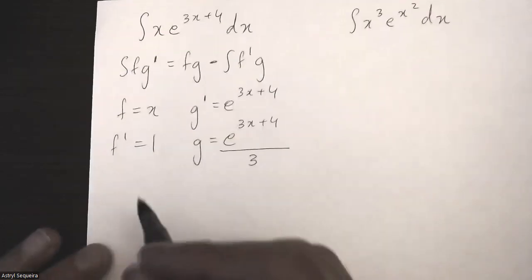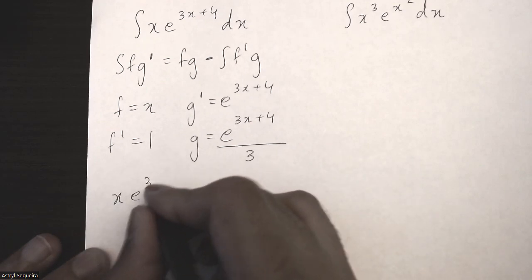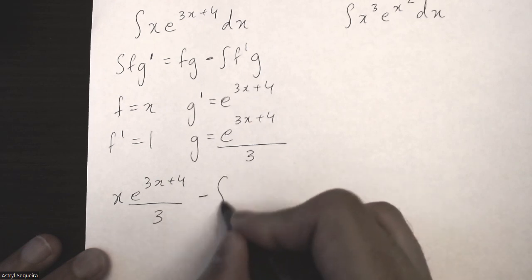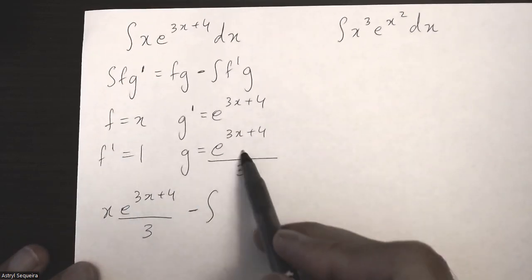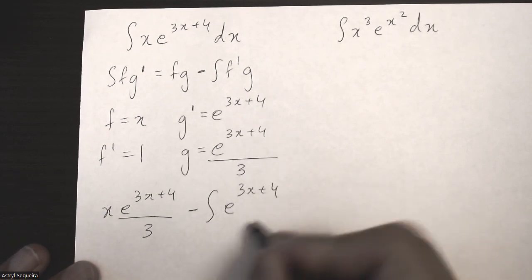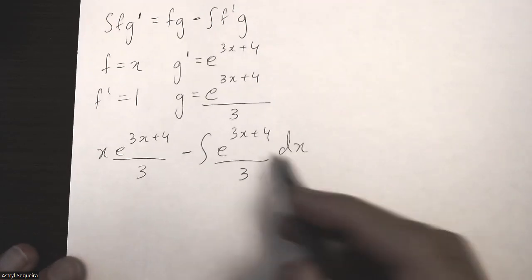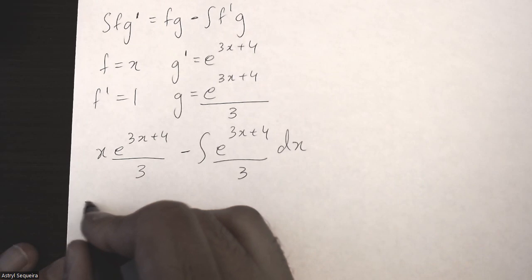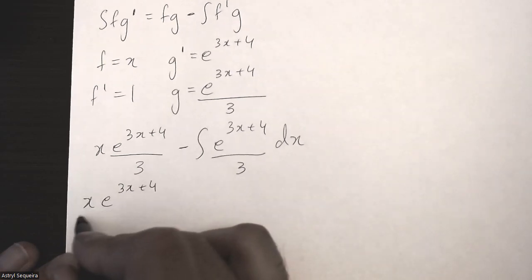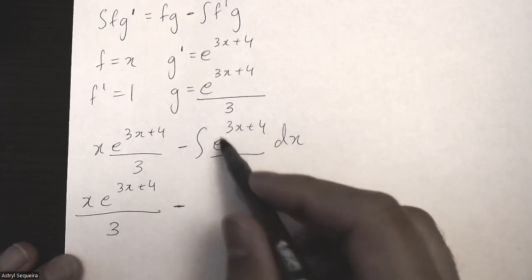Now I'll sub it into this equation here. f times g is just x times e to the 3x plus 4 over 3 minus integral of f prime times g, which is just 1 times this, which is basically e to the 3x plus 4 divided by 3 dx. Now I need to integrate this over here, which again is pretty simple. I'll just write this term the same. I'll put the denominator over everything. I'm going to integrate this.